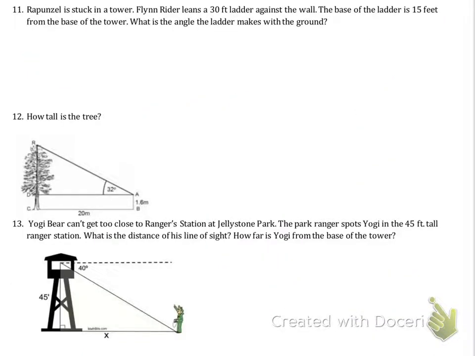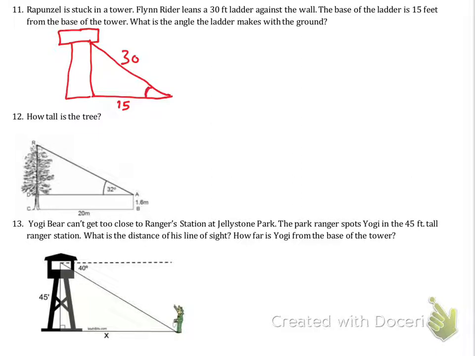All right, Rapunzel is stuck in the tower. Flynn Rider leans a 30-foot ladder against the wall, the base of the ladder is 15 feet. So let's just do this, right? Here's my tower, right? Leans a 30-foot ladder. So this is 30 right here. The base of the ladder is 15 feet. So that means right there, 15. What is the angle the ladder makes with the ground? So that's this right here.